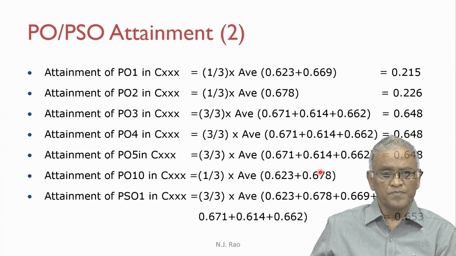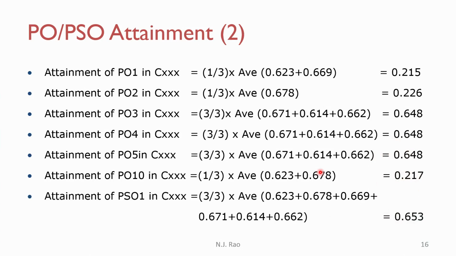This is how we compute the attainment of PO. Now, the attainment of PO1 in this course is 1 by 3 into the average of the 2 COs that are associated. So, the average of 0.623 plus 0.669, and that gives you 0.215. Okay, that is how we compute the attainment of PO1. You do the same calculation for all, and the last column represents the attainment of POs.